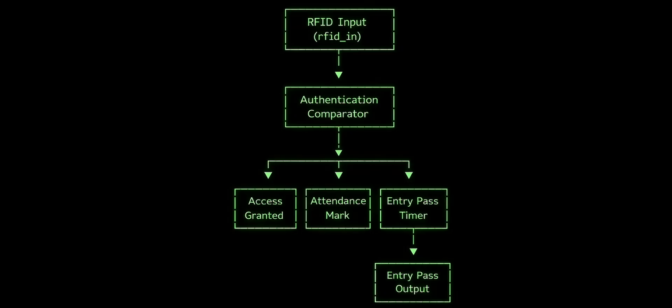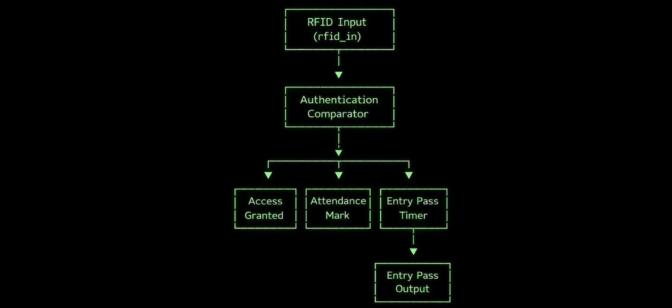This diagram shows the overall flow of our RFID-based attendance and access control system. First, the RFID input or scan tag code is received by the system. That input is then sent to the authentication comparator, which checks whether the RFID matches one of the stored authorized IDs. If the RFID is valid, the system generates three outputs: access granted, attendance mark, and entry pass timer.